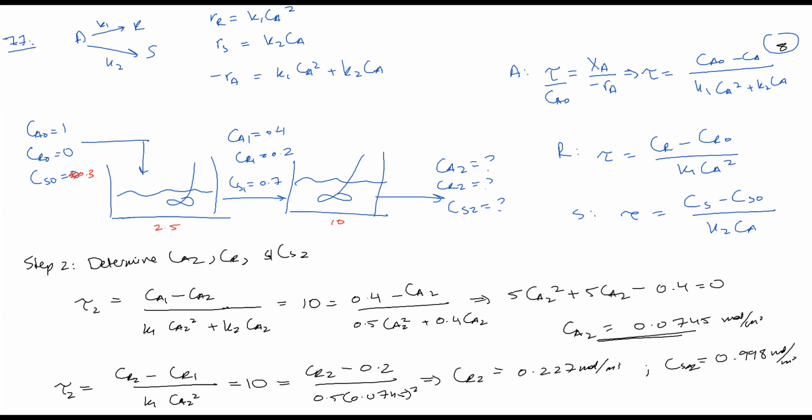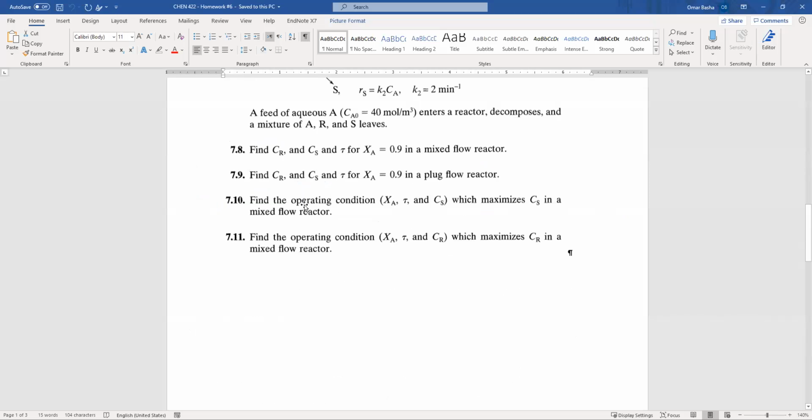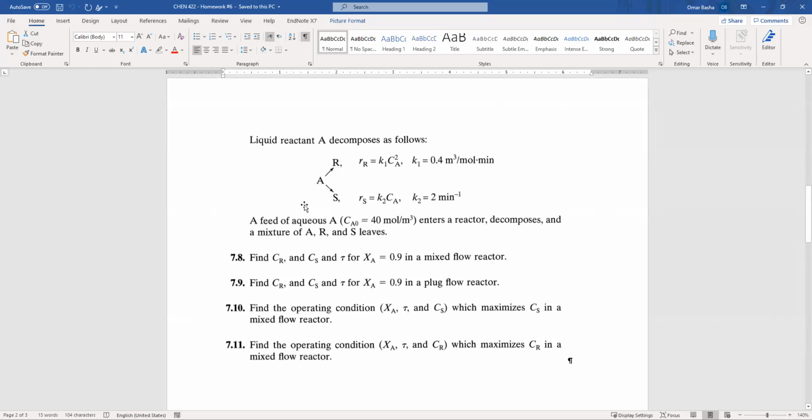Save. Let me clear. Let's go back to homework and see what else is left. Okay, 7.8, 7.11. So in this case, you're given, let's see, what are you given? You're given a bunch of systems, right?